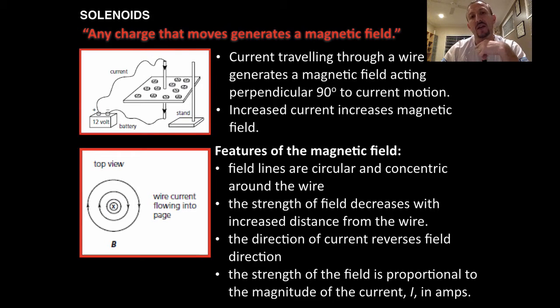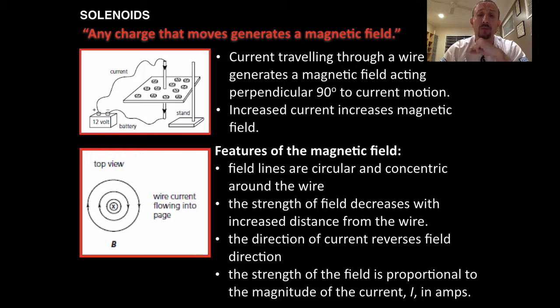Now also, if we increase the current, we're also going to increase the magnetic field. Well, that stands to reason. If we go back to our initial statement, any charge that moves generates a magnetic field. It stands to reason the more charge we've got, the more movement we've got. The more movement we've got, the result is we've got more magnetic field which is going to be generated.